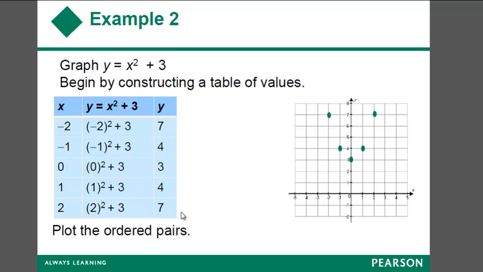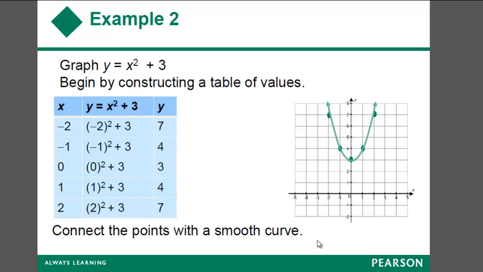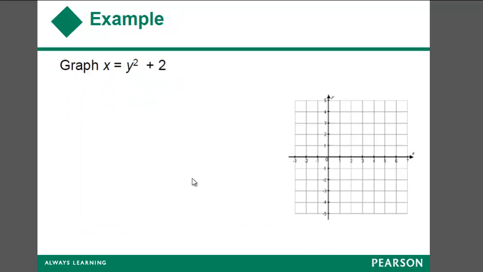Let's go ahead and plot these points. Here they are. And then we'll draw a nice smooth curve through the points. Let's try another one. Oh, I switched it up on you a little bit. Graph x equals y squared plus 2.